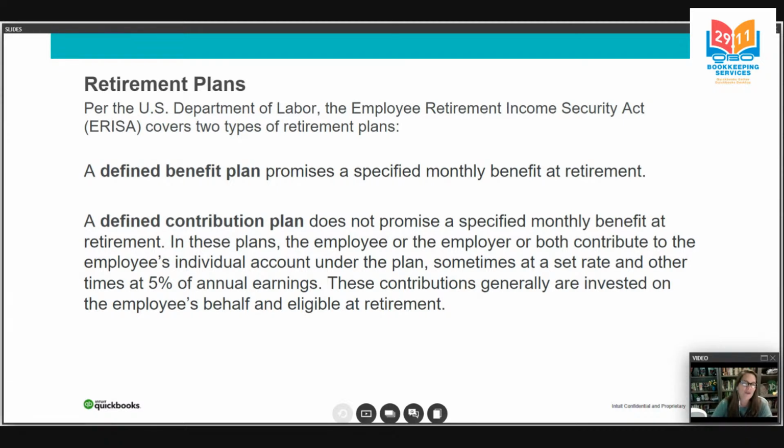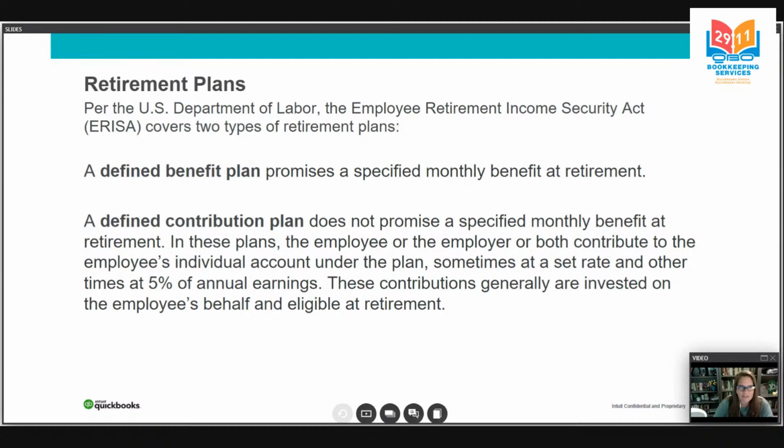Anyway, there's also retirement plans. The Department of Labor has the Employee Retirement Income Security Act that offers two types of retirement plans. There's a defined benefit plan, which promises a specified monthly benefit at retirement, and then a defined contribution plan. It does not promise a specified monthly benefit at retirement. Basically, the employer or employee or both can contribute to that individual account under the plan at a set rate, or sometimes 5% of annual earnings.